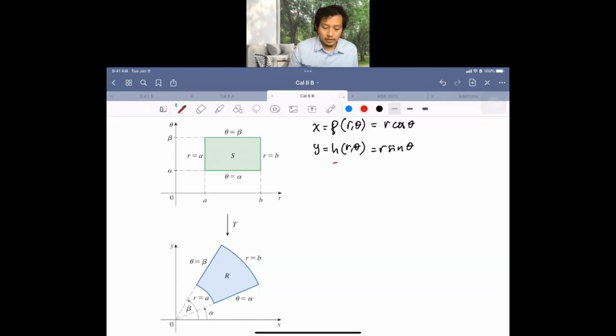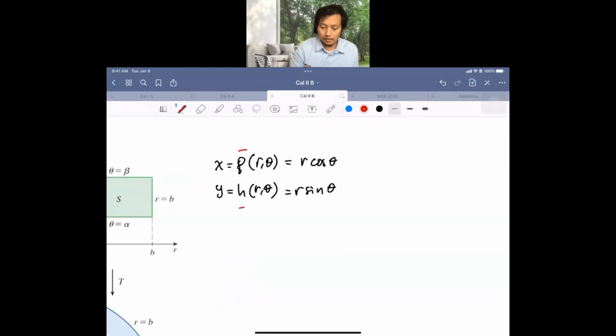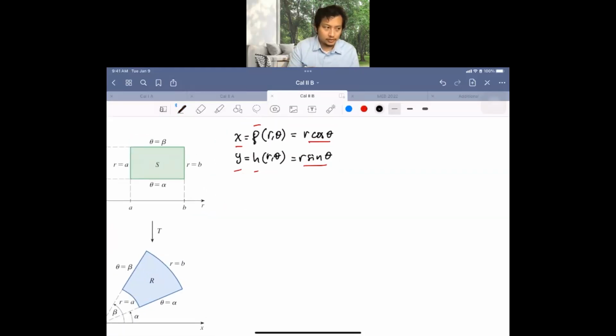We map all the sides. Okay, how do we apply this? We have correlations between x, y and r, theta, right? We could start with the Jacobian. So the Jacobian of x, y with respect to r, theta, and we can write this as dou x dou r, dou x dou theta, and dou y dou r, dou y dou theta.